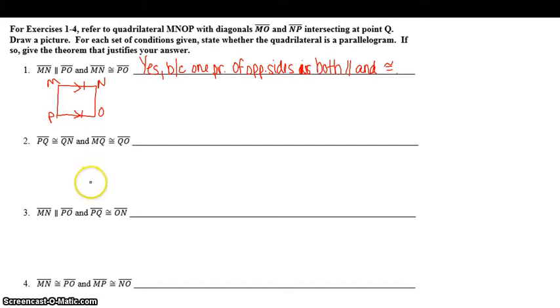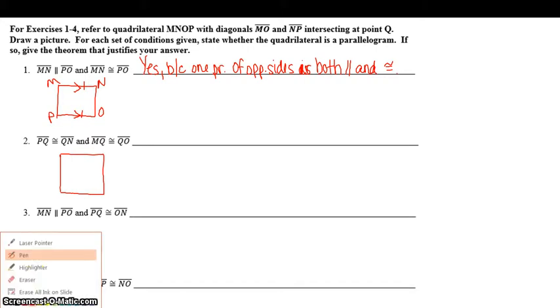Okay? And so for all of these, you are drawing a picture, and then from that picture deciding if it's one of the ways to show that it's a parallelogram. So I'll just do one more of these. Or no, wait, hold on. Let me do one that has the Q in it. So let's do number 3.